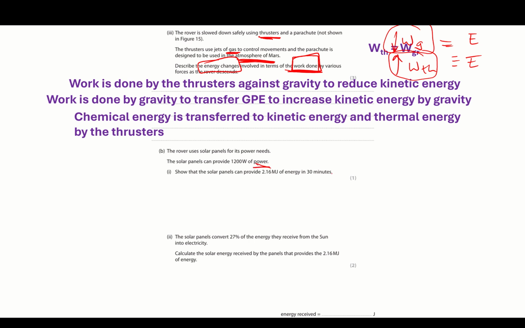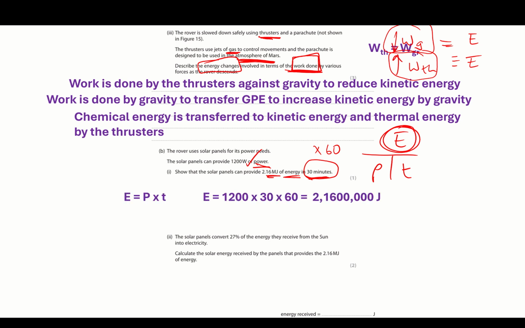We've got a power, we've got a time, and we've got an energy. So we're going to need our PET formula. Show that the solar panels can provide 2.16 megajoules. So we're going to have to change minutes by times 60. That's in watts, happy with that. So now we just want E equals P times T. So put it all together: 1,200 for the power, 30 times 60 to get minutes into seconds, and we can see that that's megajoules, because mega is 10 to the 6.